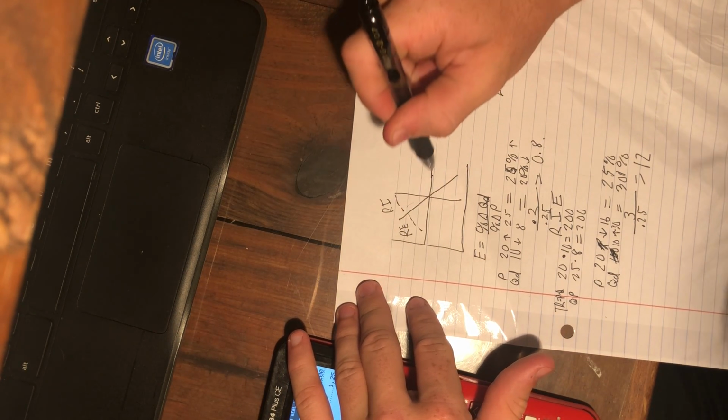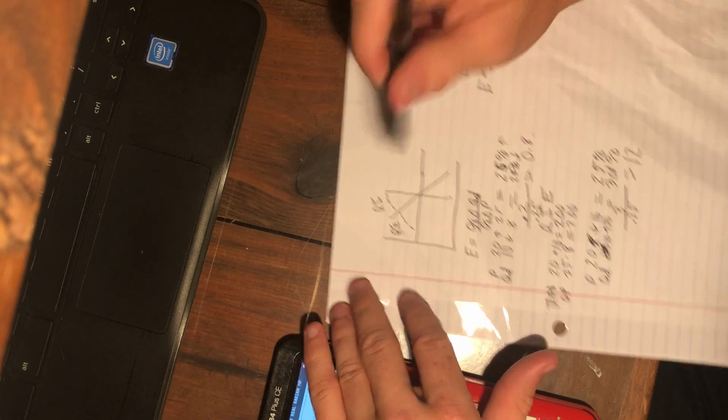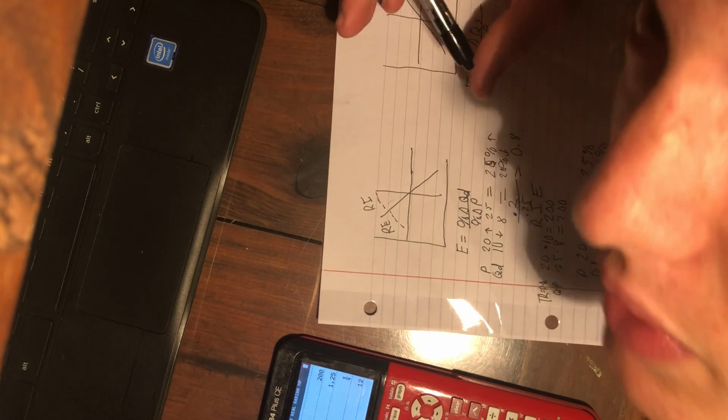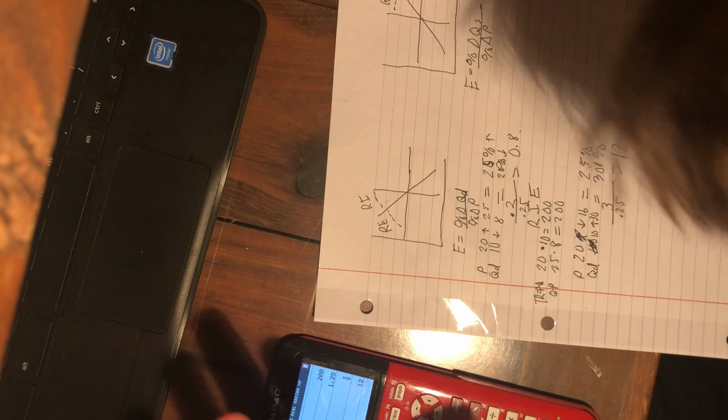It's going to be somewhere over here. It's going to look like this, and it means there are substitutes for this. It is highly affected by the price. It is very responsive. It is elastic.